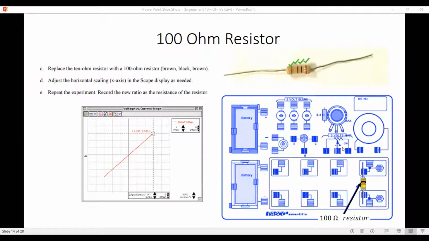Last, I have the gold band. So this is 100 ohms plus or minus 5%. 100 ohms plus or minus 5% tells me it's good from 95 ohms up to about 105 ohms. Okay, so again, I'm going to run the whole thing through. I'm going to run my experiment, and I'm going to see what I get for a graph.